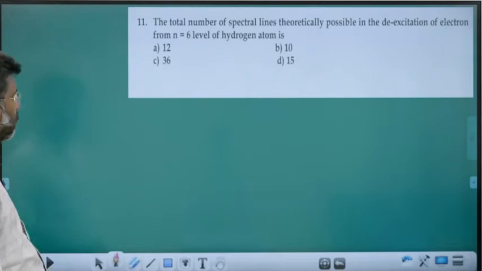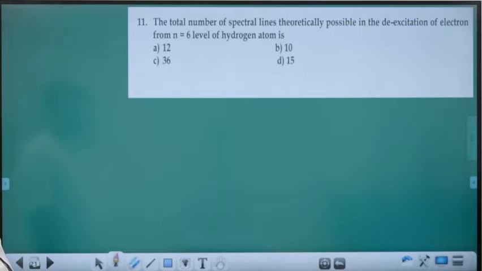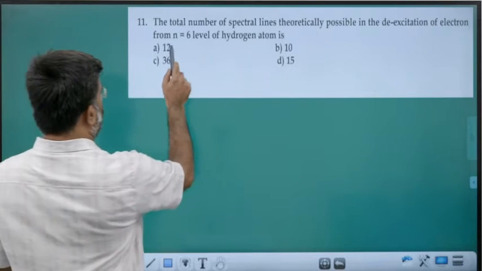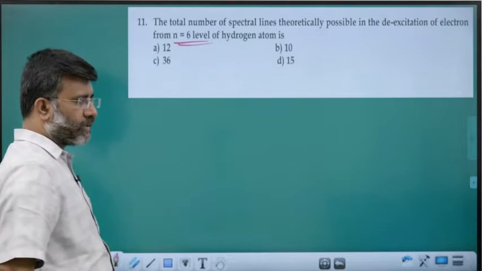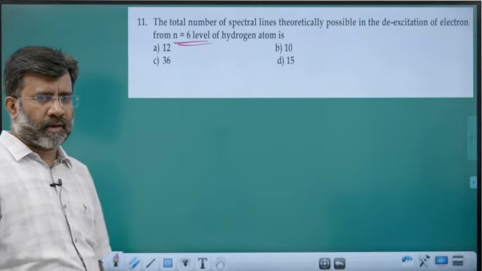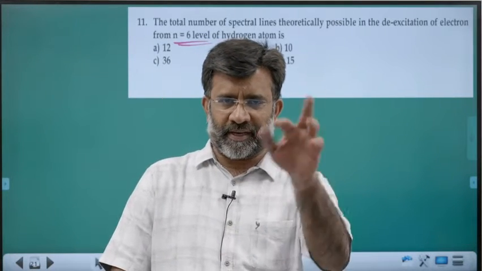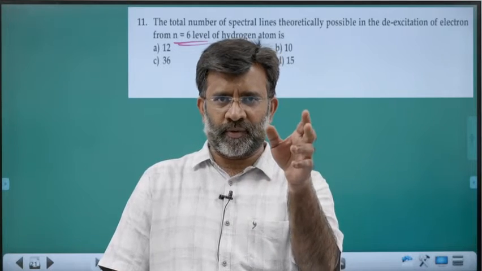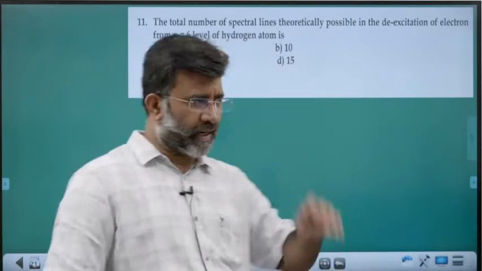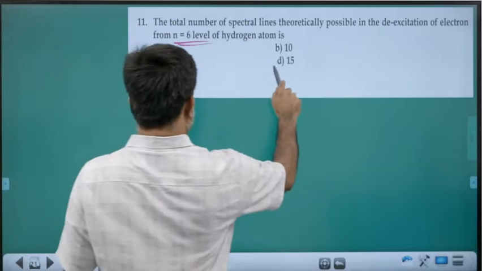Next one. Total number of spectral lines theoretically possible in the de-excitation of an electron from n equal to 6th level. You know how to find the total number of spectral lines: n into n minus 1 by 2. 6 into 6 minus 1 by 2, 6 into 5, 30 by 2, that is 15.